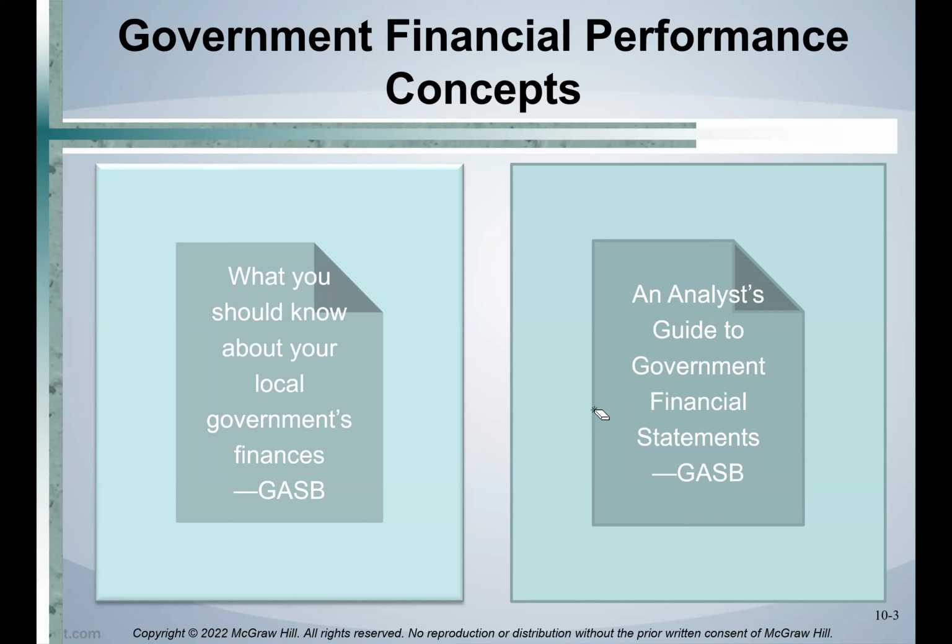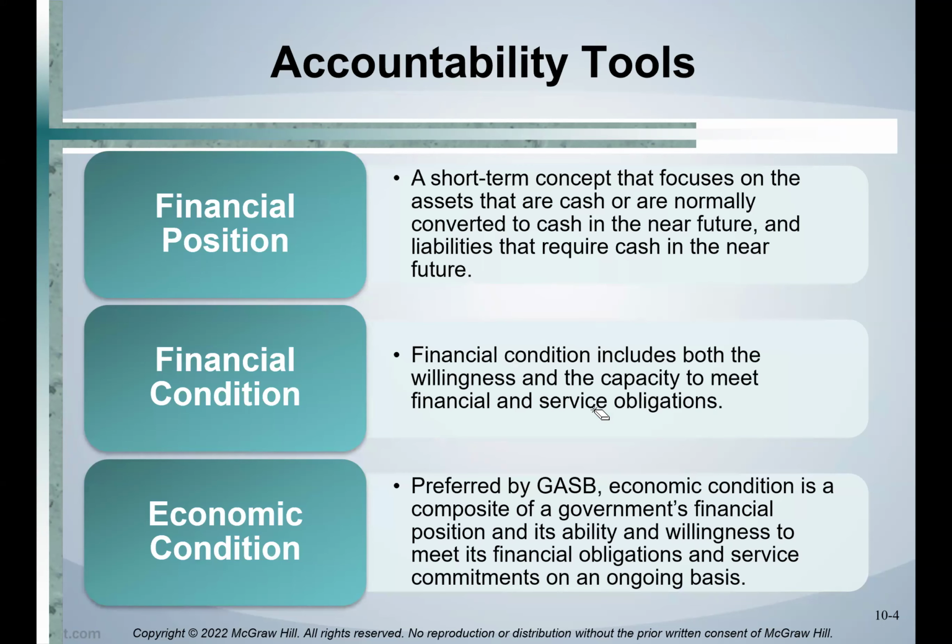I just went ahead and used what the textbook had. This is from McGraw-Hill. So you can see that there are different focuses, and very similar for the first two that you might see for any company: financial position, a short-term concept that focuses on cash and near-term liabilities. Financial condition, looking at the capacity to meet service obligations, something that doesn't necessarily manifest itself so much when you're looking at a company's financial statements.